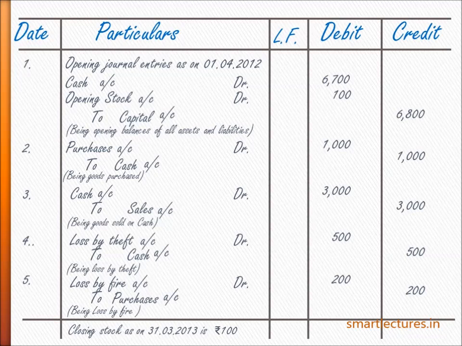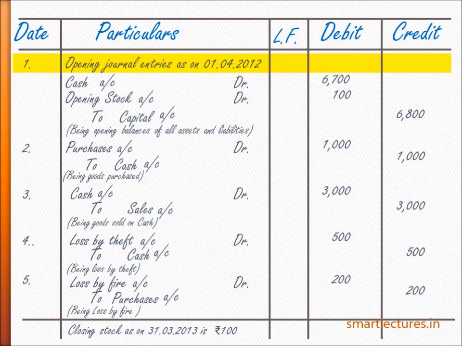This is the opening journal entry of the firm. It means this is some ongoing business. This business was not started during this year. Maybe the proprietor has been running this business for 1 year or 10 years or 50 years. We don't know and we are not concerned with that.